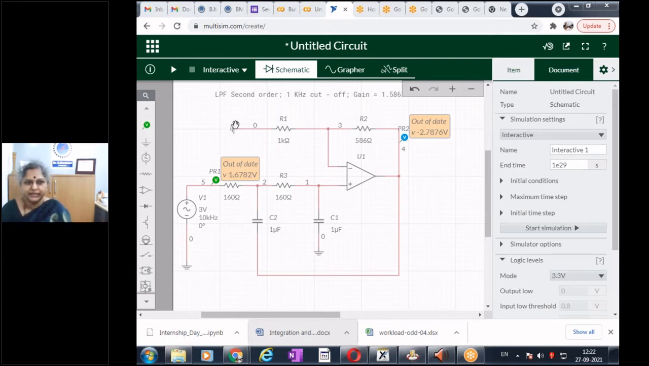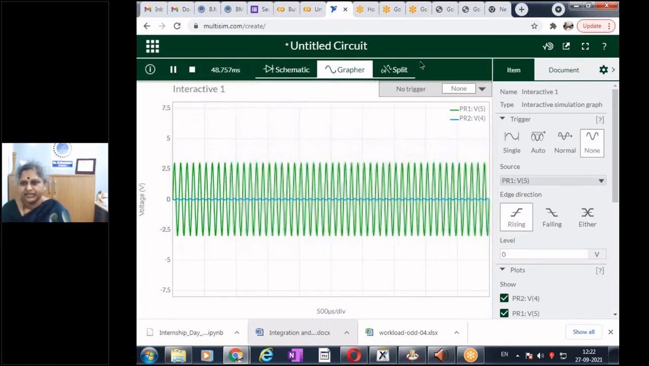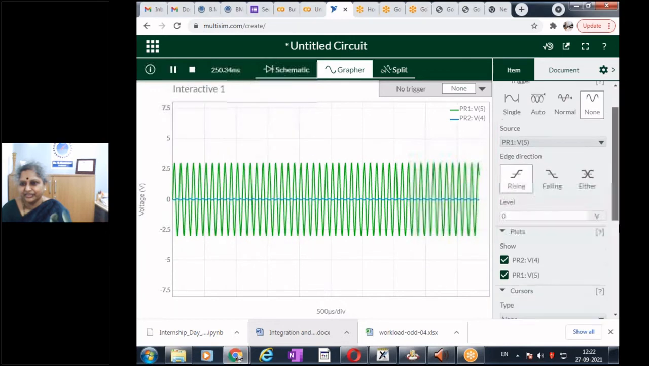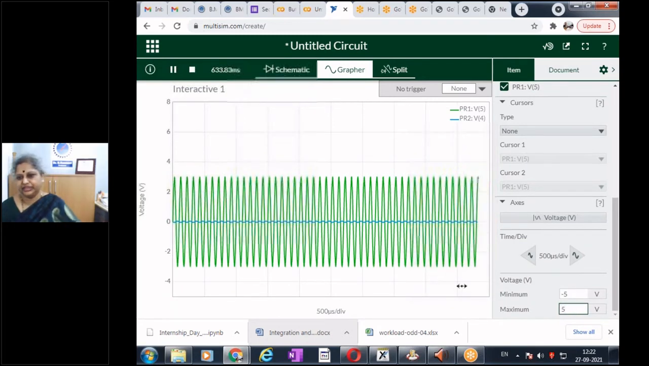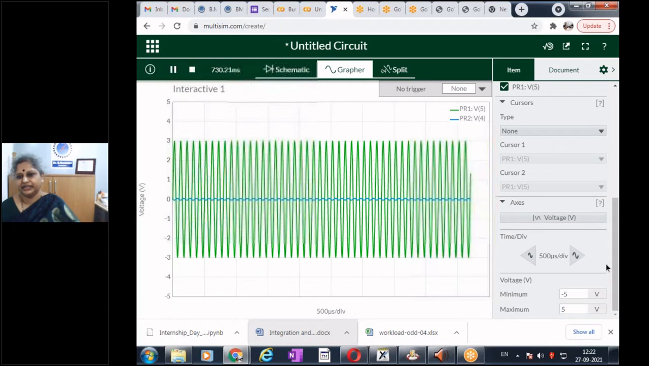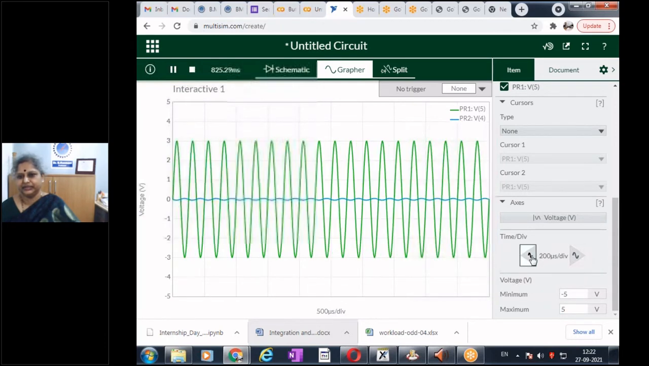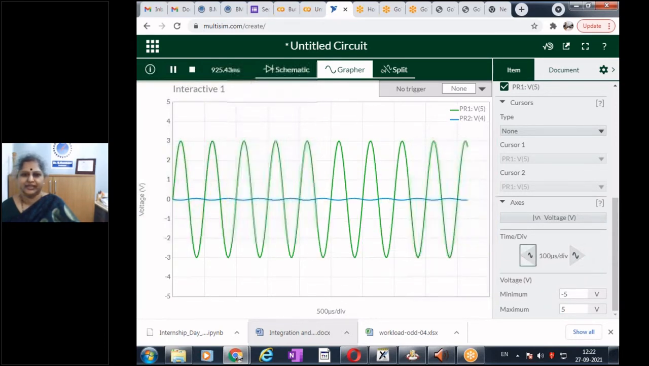Let us run and let us see the output. Now you see it is so small. So let me make this as -5 and let us say 5 and let us expand it. And do you see what has happened now?